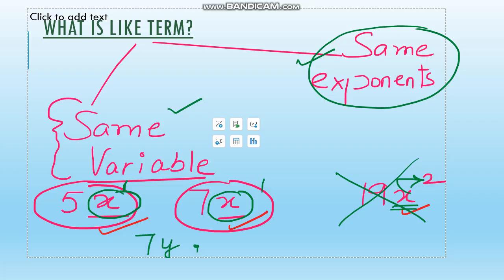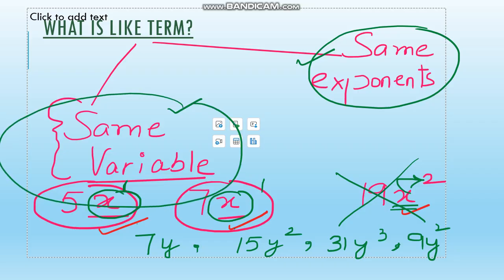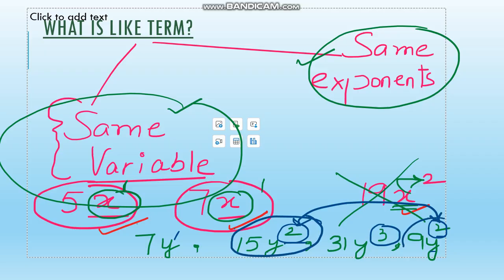Let's take another example: 7y, 15y square, 31y cube, and 9y square. If we see, all of them have y, so of course they are all good with the same variable. But let's talk about the exponents. The first one has an exponent of 1, the next one has 2, the next one has 3, and the following one has 2. So these twos are the same. Both of them have the same power of 2 and the same variable y. So I can very comfortably say 15y square and 9y square are like terms.